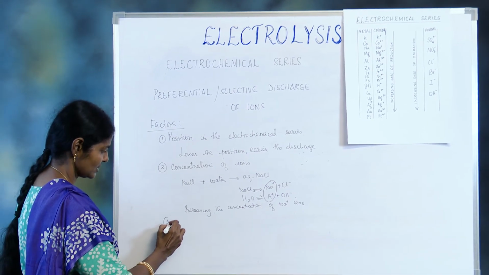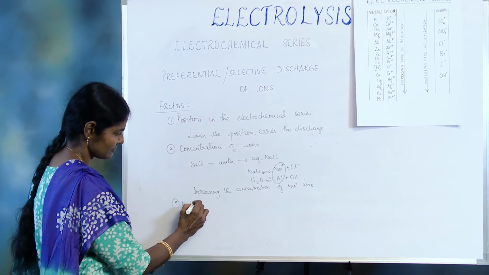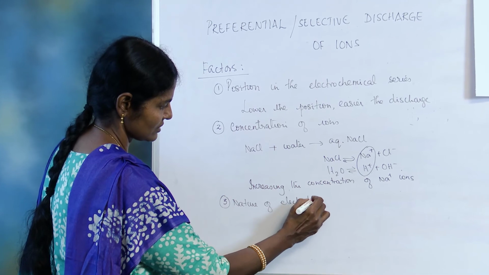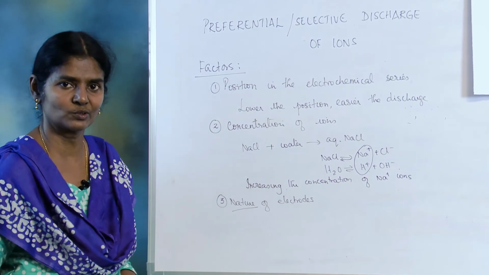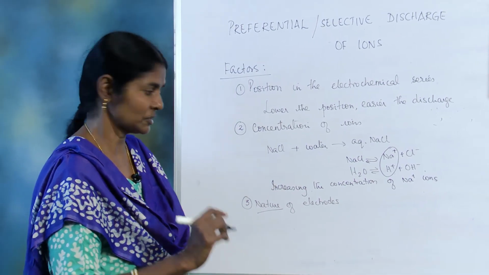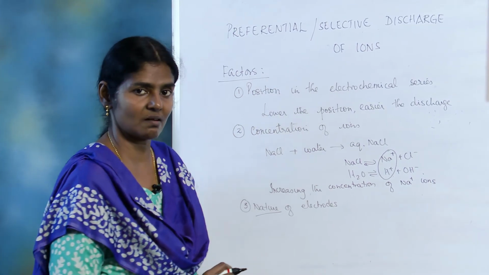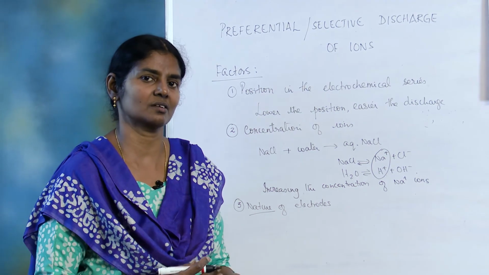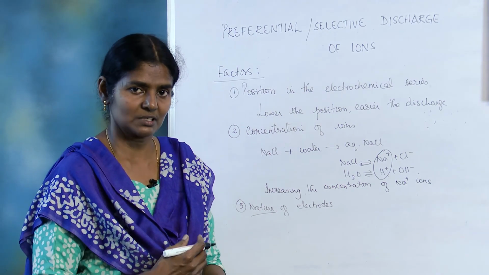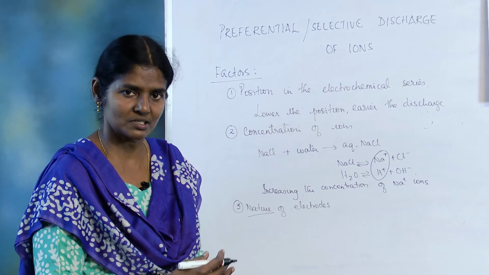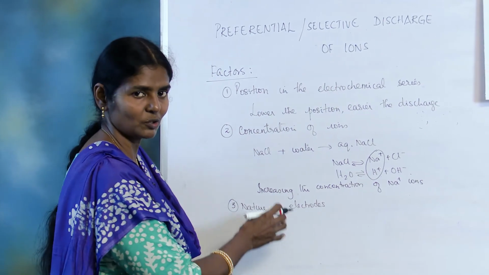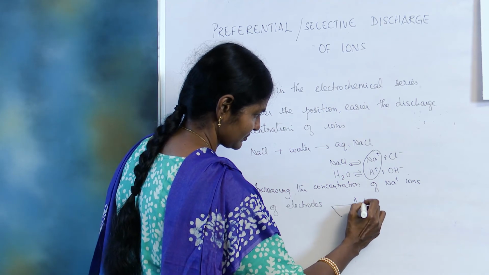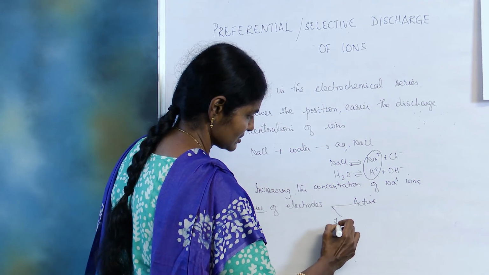All right. The third one is nature of the electrodes. We saw that electrodes are of two types, anode and cathode. There is also one more type of classification based on the nature. Sometimes you say people are studious or dull, or talkative or quiet. Here it is about the action. Here an electrode can be active or it can be inert.